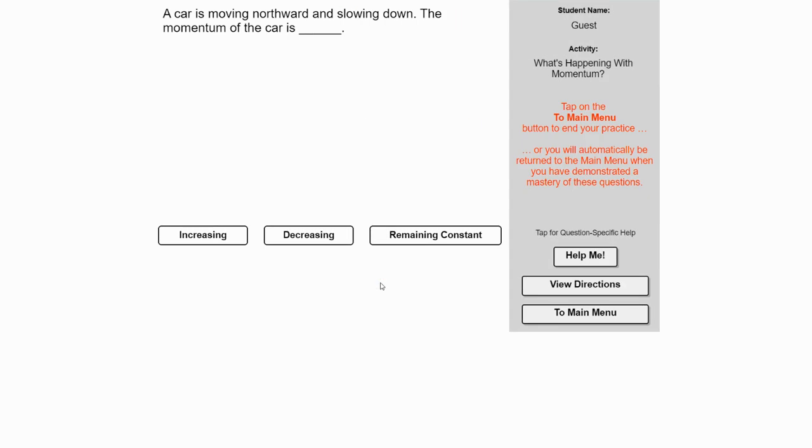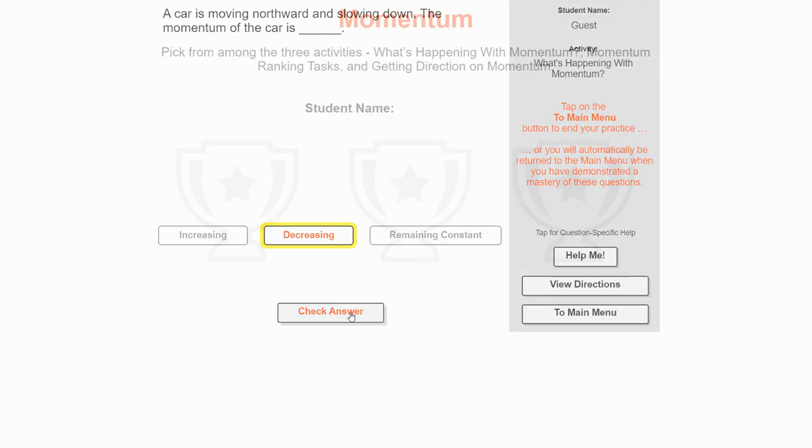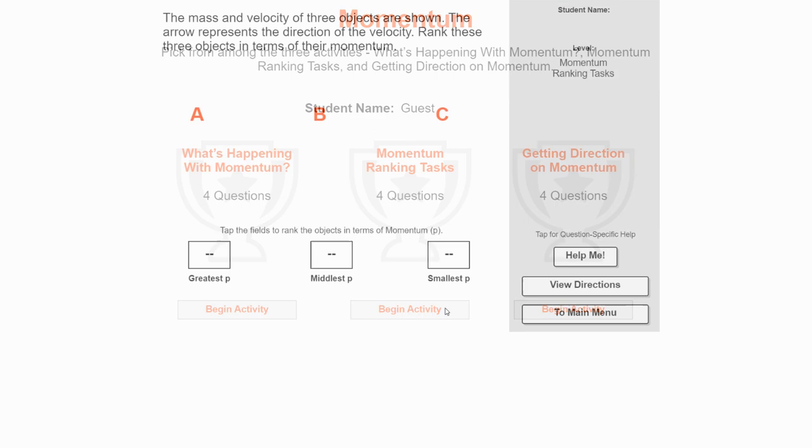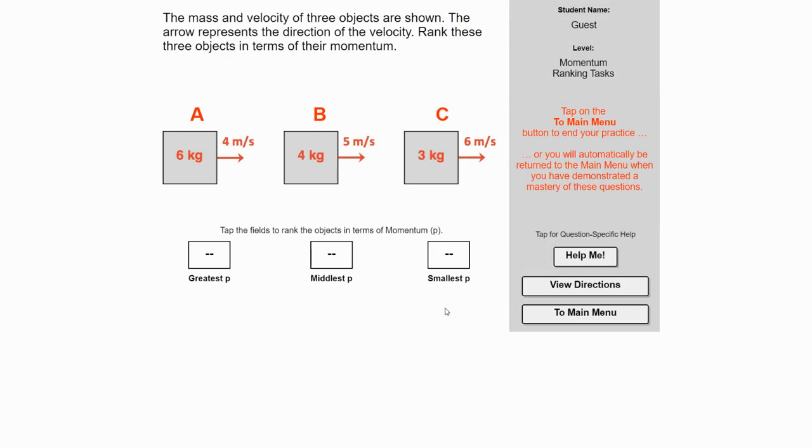Okay, now it's moving northward and slowing down. What's going on here? What should the momentum do? Decrease. Cool. Now, ranking momentum. So you're given these different objects at different velocities, boxes A, B, and C. You have to rank them in order from the greatest to the least in terms of momentum.